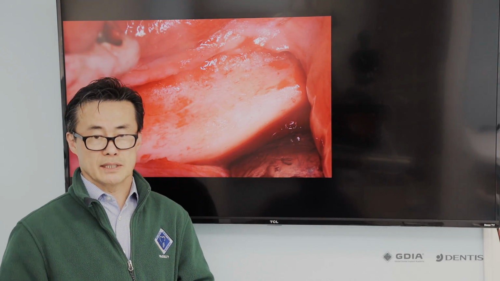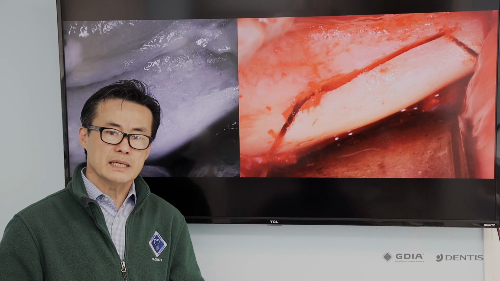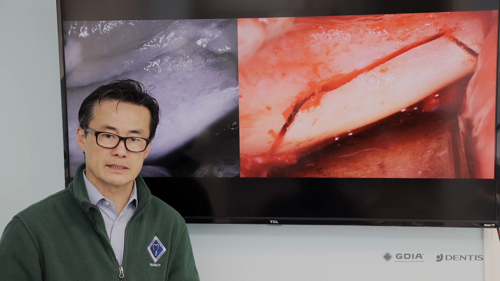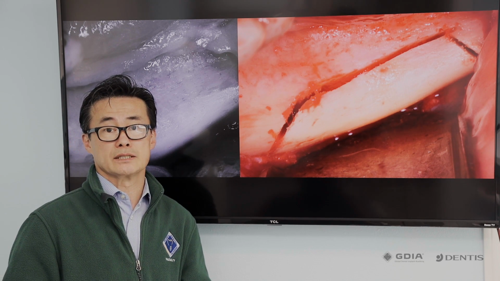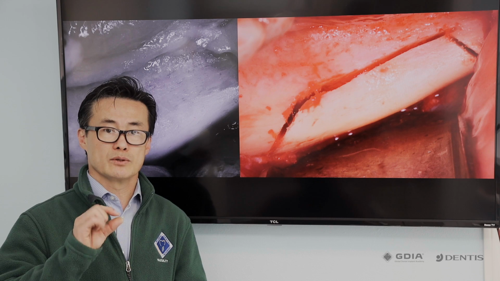And here is the ascending ramus of the same patient. And look at how clean the cut is. Earlier on, before the advent of these types of devices, we used to use rotary, namely rotary burrs.